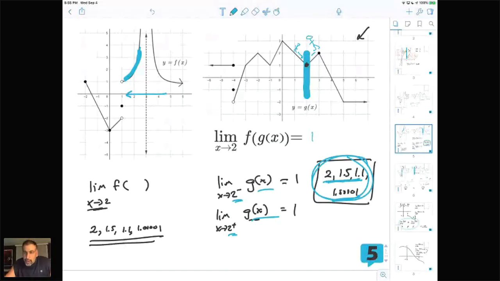I'll go on to another question. Why do we ignore discontinuity when approaching from the left and from the right?